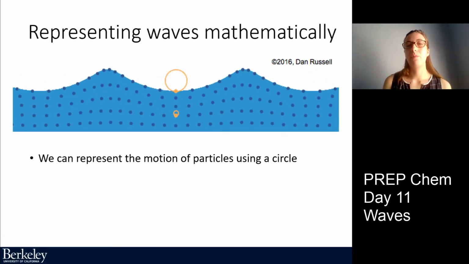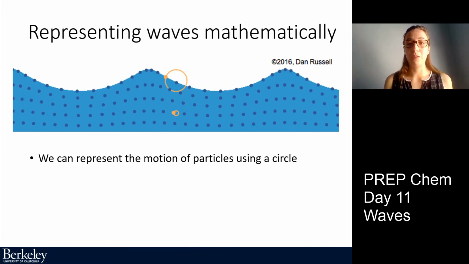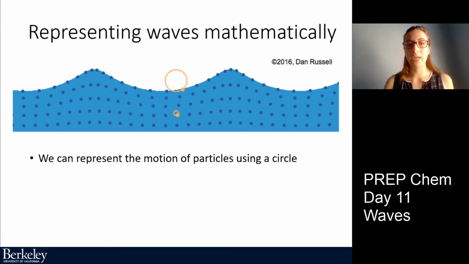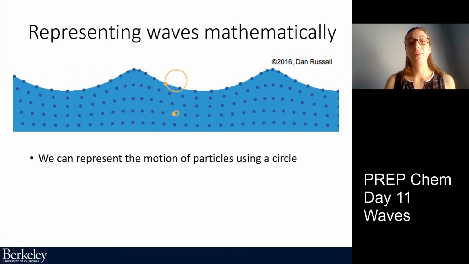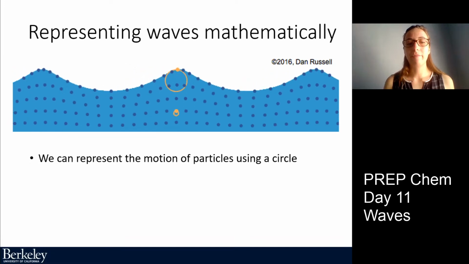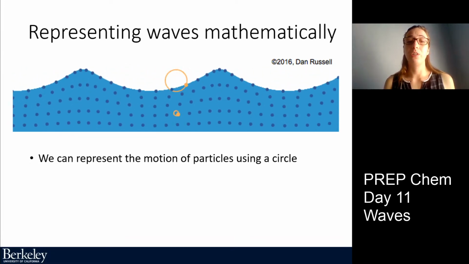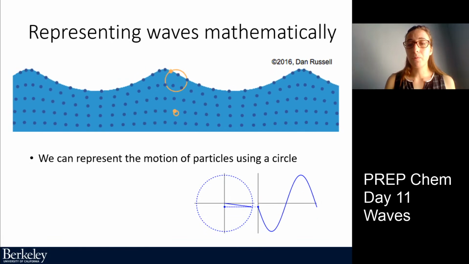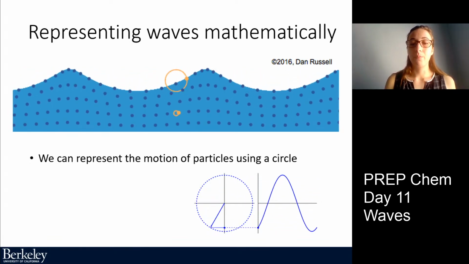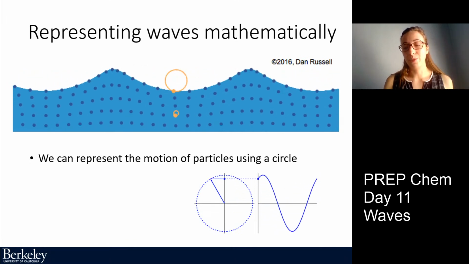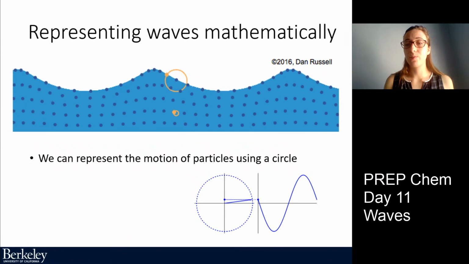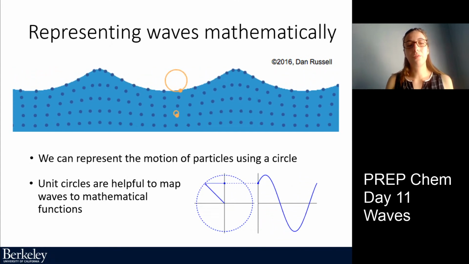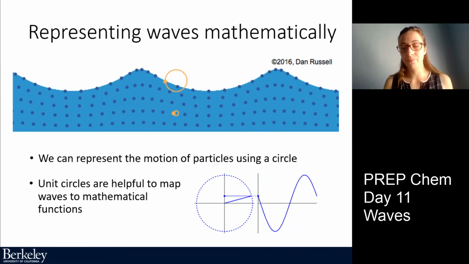Okay, so we can also represent waves mathematically. If you look at this video of a wave in the ocean, and you pick one particle and trace its behavior, you can see that the particle actually moves in a circle. For every particle in a wave, we can represent that motion with some geometric shape. Some of you may have seen this before in geometry class, but you can also represent this circle using what's called a unit circle. This helps you relate the motion of the wave to the unit circle, which is really helpful to map waves to mathematical functions.